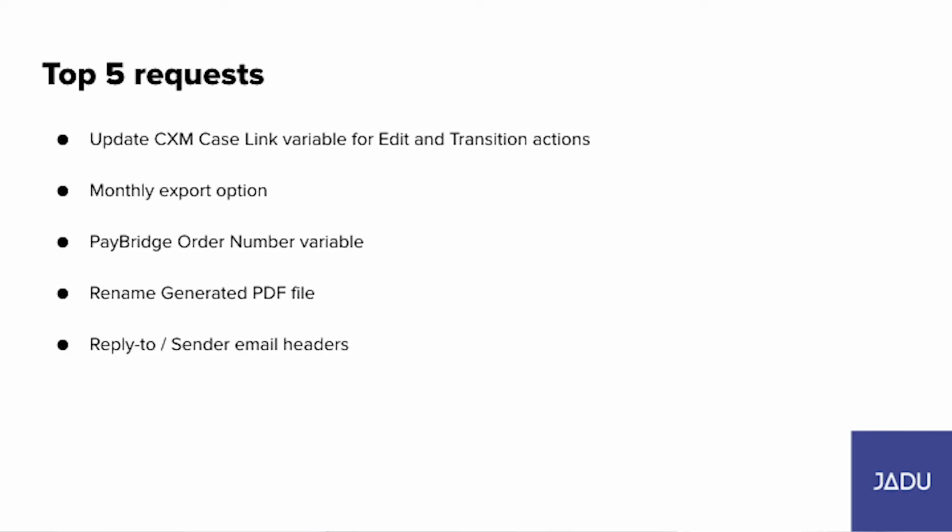Then, rather strangely, pay bridge order number variable, which seems fairly simple and probably we should have had it a while ago, but being able to get the pay bridge order in there. Renaming PDFs and also being able to add the reply to sender to an email. So they're the top 5 at the moment.